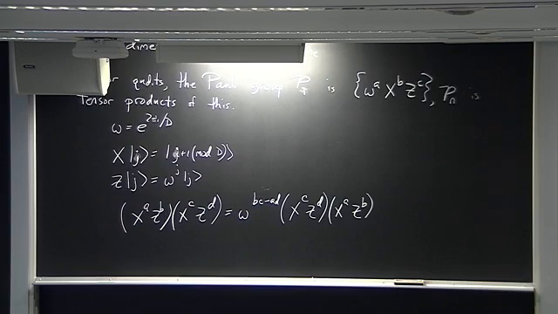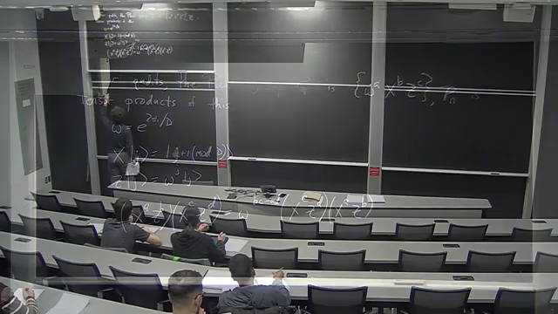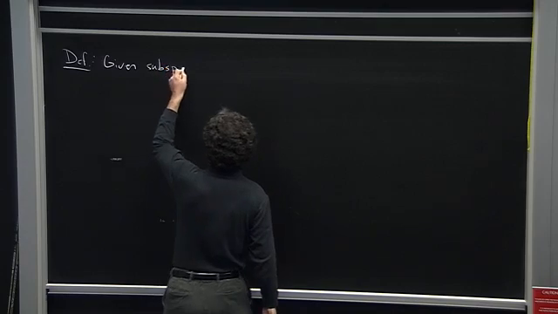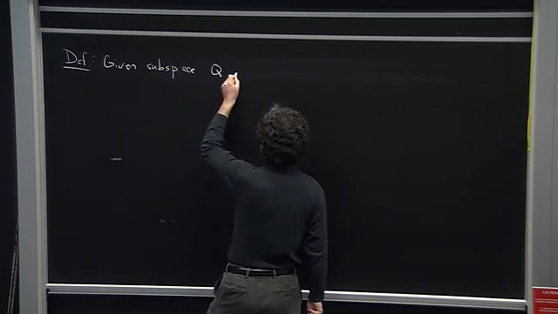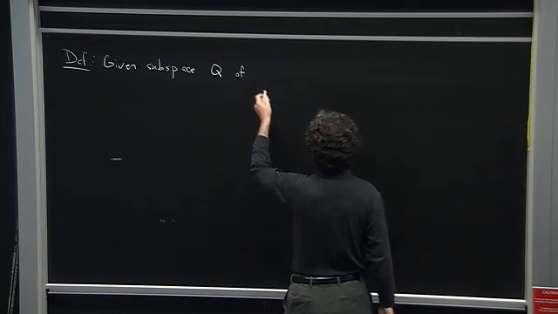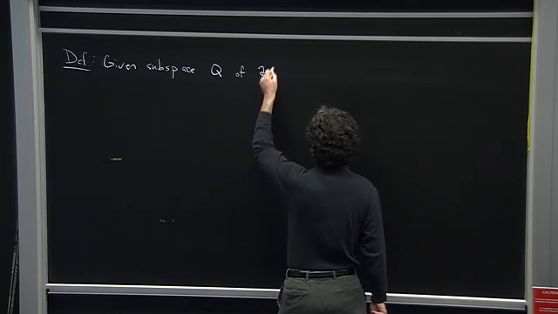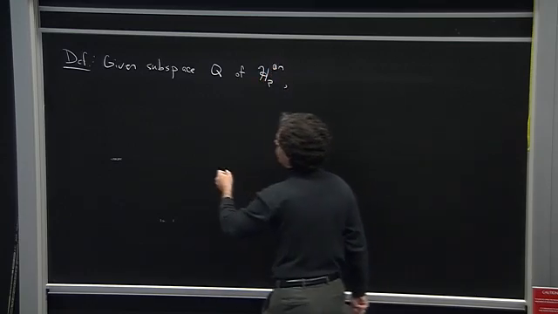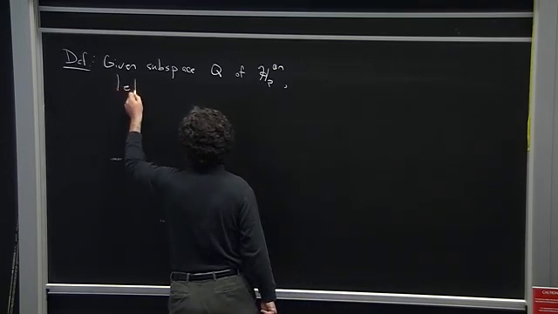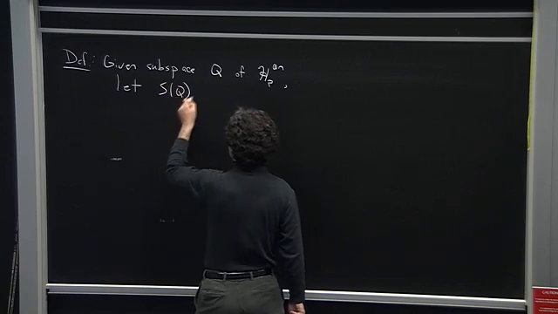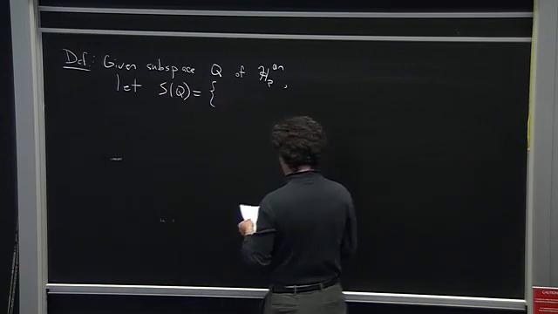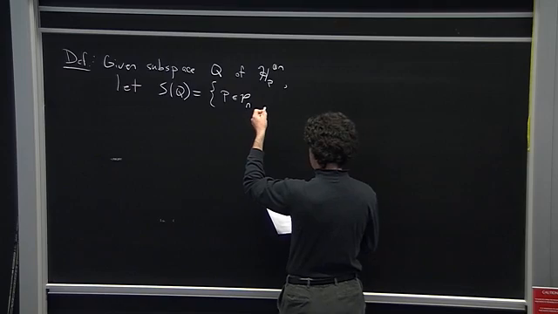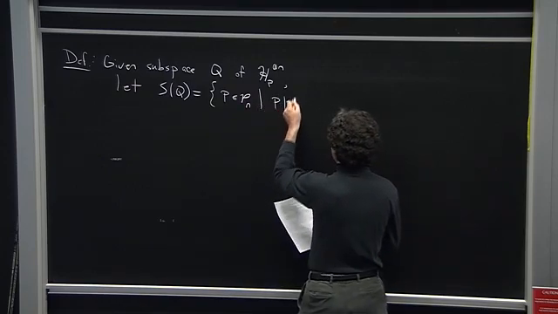So given a subspace Q of n qubits, so it's going to be, I guess, H sub p tensor n, this is the subspace of that. You can let the stabilizer be the set of Paulis that fix every code word.